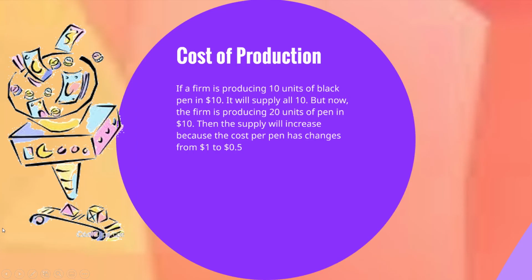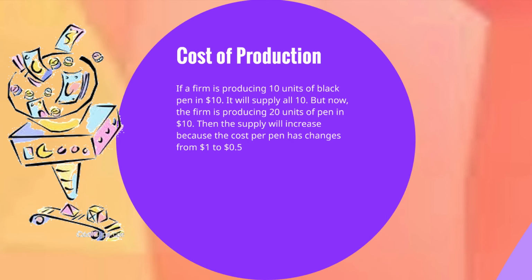So let's see cost of production. If a firm is producing 10 units of black pen for $10, then it will supply all 10 because it feels that it's a normal price. But now the firm is producing 20 units of pen for $10, then the supply will increase because the cost per pen has changed from $1 to $5.